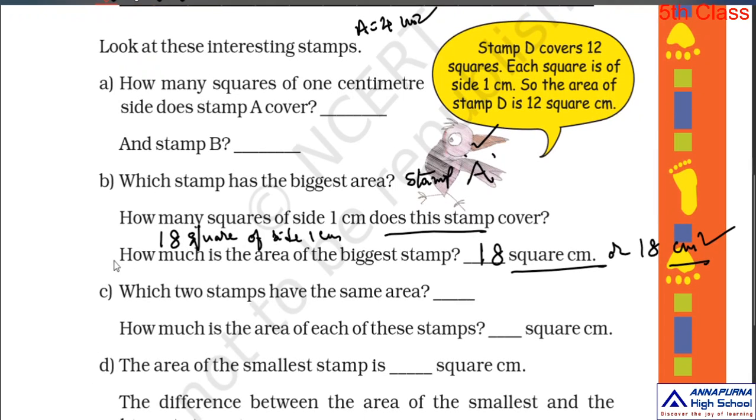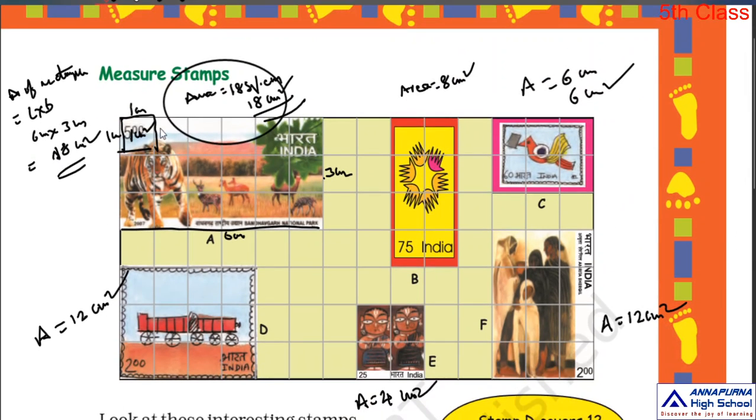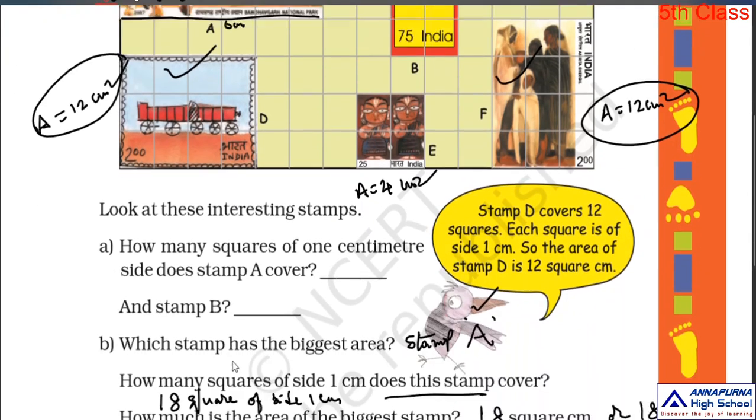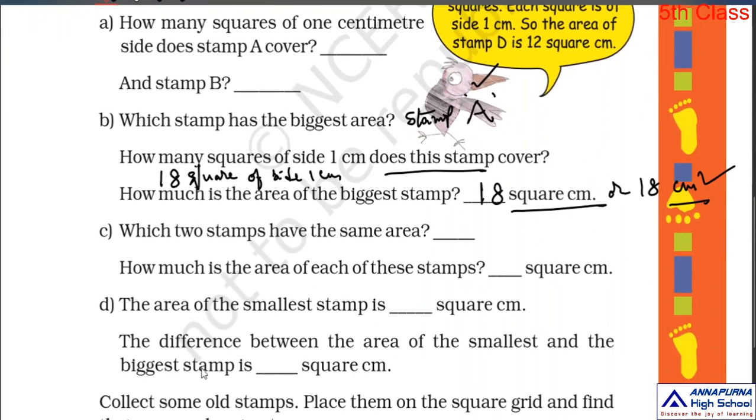Now, come to the C bit. Which two stamps have the same area? You compare the areas. 18, 8, not equal. 8, 6, not equal. 12, 4, not this one. So area of stamp D and area of stamp F, this one and this one have the same area.